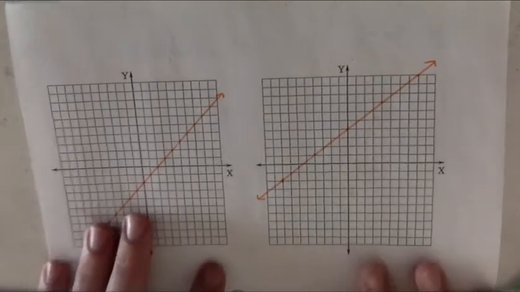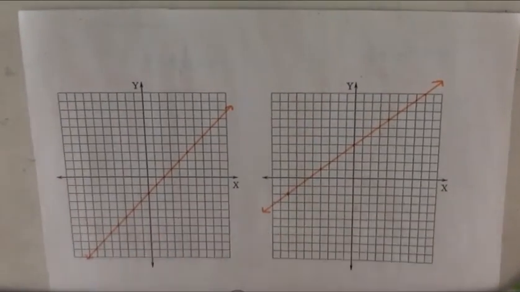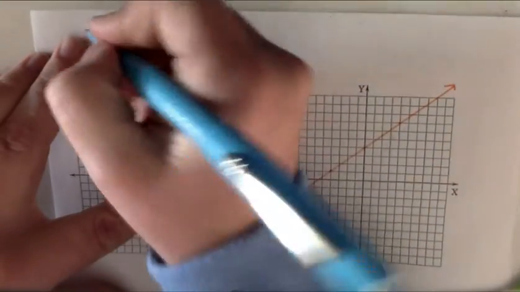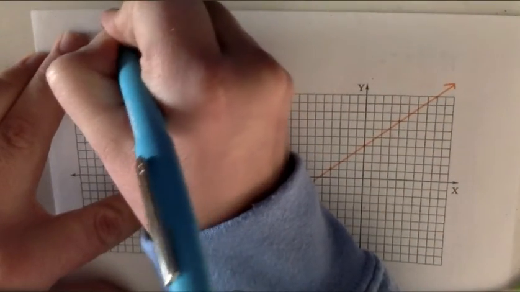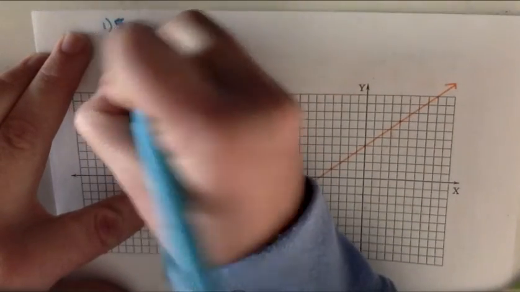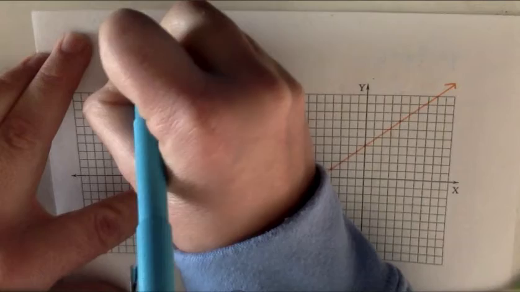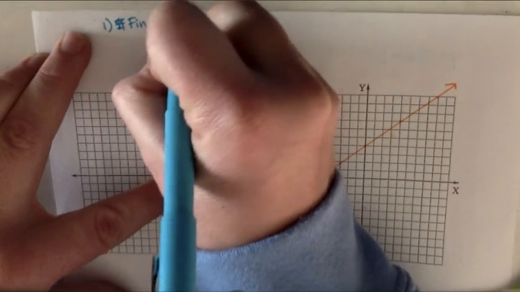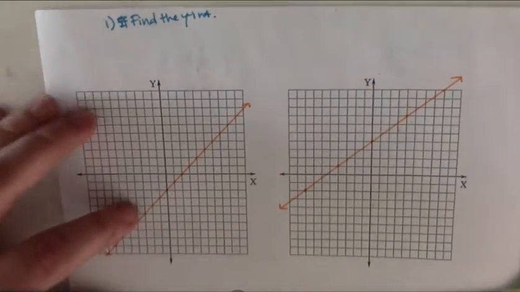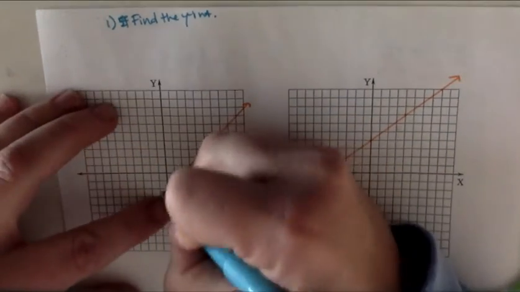Hey everyone, we are going to now look at some graphs, and our job is to create equations given these graphs. So I want you to always follow this process. Step one, find the y-intercept. So identify that nice easy point that you can always find on the y-axis.